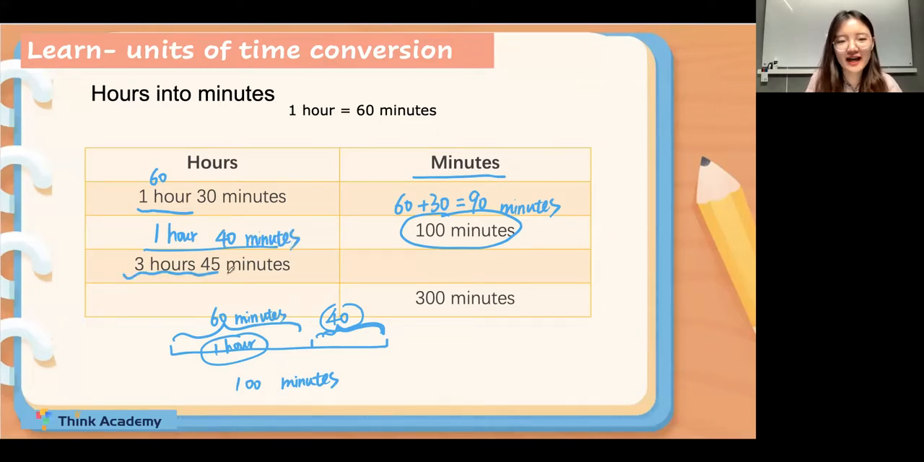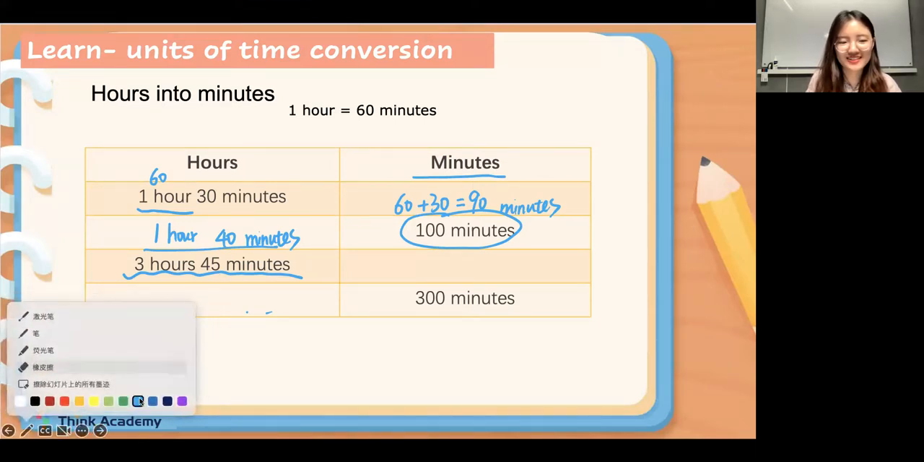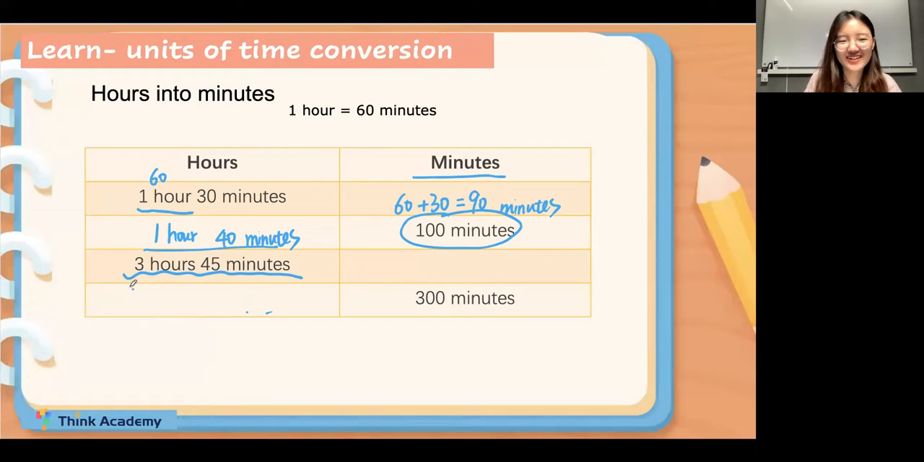We have 3 hours and 45 minutes. So we will pay attention to the hours firstly, right? And 1 hour equals 60 minutes. So 3 hours, how many minutes? How many minutes in 3 hours? Is it hard? Actually, we can use 3 times 60, right? It will be 180 minutes. Very well done.